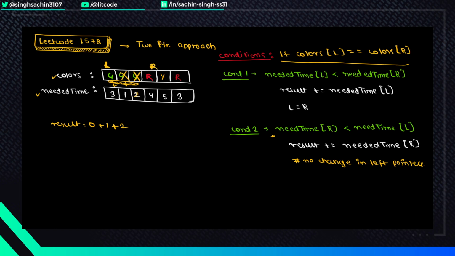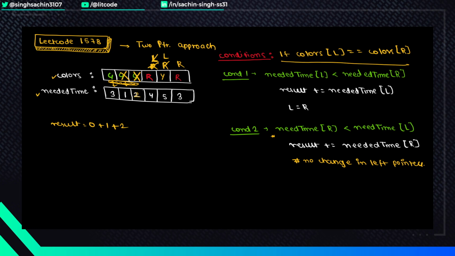L and R are not equal, so I will update my L pointer and make it equal to R. My left pointer will point to this particular element, and R will be shifted further. Similarly, again L and R are not equal, so again I'll shift my L pointer here and R pointer will be shifted here, right? So this is the approach which you're going to follow.